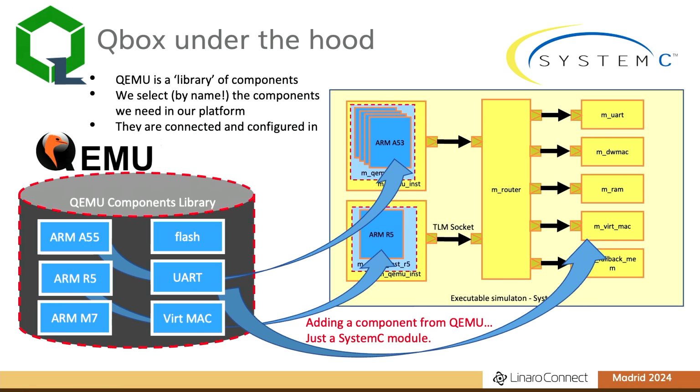We can clearly do that for cores like the ARM A53. We can also do it for other components, like a UART. We can take those QEMU components and provide them as SystemC components.